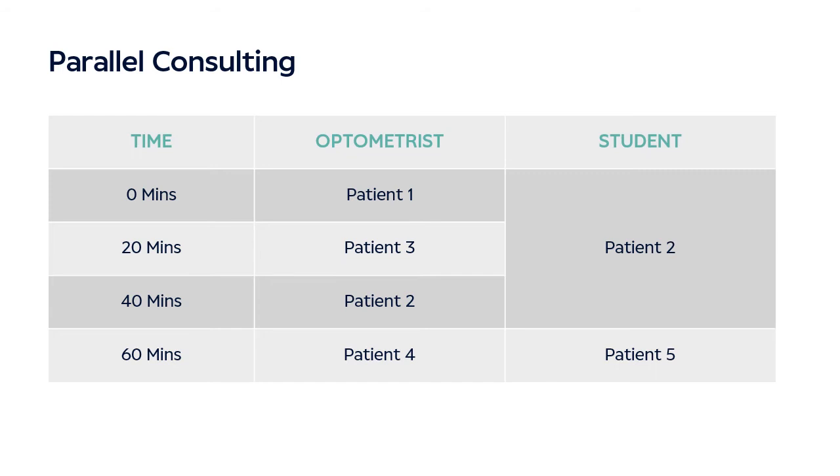Each hour, 3 patients are booked. For example, patients 1 and 2 arrive at 9 a.m. and the supervisor and student commence testing. At 9:20, patient 3 arrives and is seen by the supervising optometrist, while the student continues their examination with patient 2. At 9:40, the supervisor finishes with patient 3 and joins the student for the remaining 20 minutes of the hour allocated to the student to observe and verify the findings and management plan.